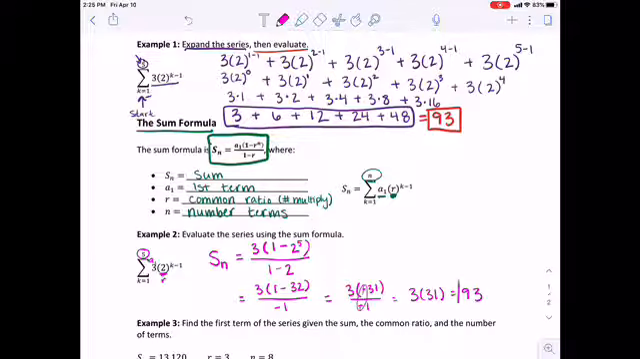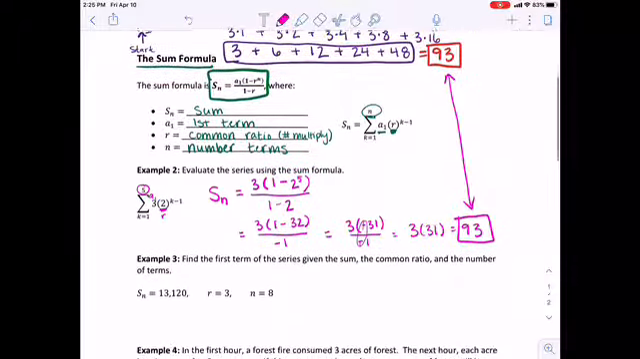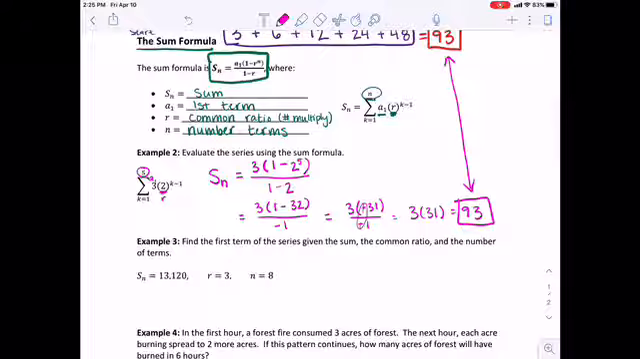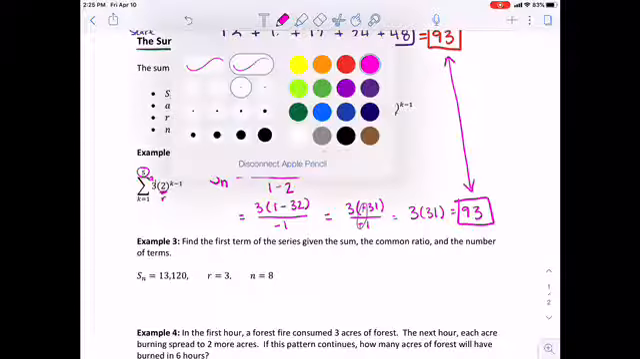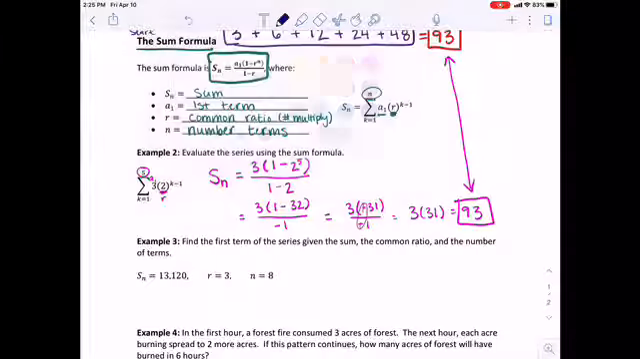And you notice that we get the same answer that we got before when we actually wrote the terms out and summed them, which is what you would have expected, but it was a little quicker using our sum formula. So once I know how to use that sum formula, I can also use it to figure out the first term of the series, which is what we're asked to do here on example 3. Notice it wants our first term, which is the A sub 1.